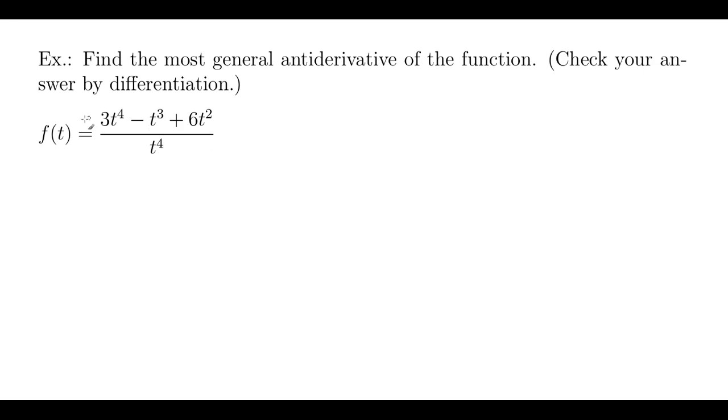If we take a look at something a little bit more complicated, f of t equals 3t to the fourth minus t cubed plus 6t squared all over t to the fourth. We have a quotient here, and we don't have a quotient rule for antiderivatives. If you're thinking about the quotient rule from derivatives, that doesn't apply here. But some techniques can be carried over.